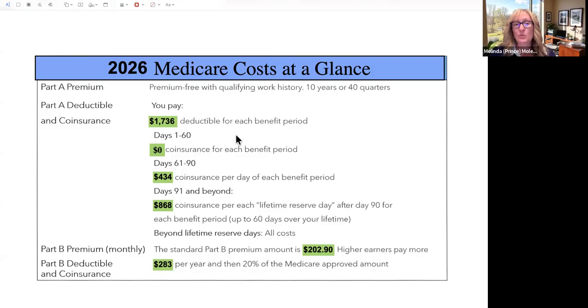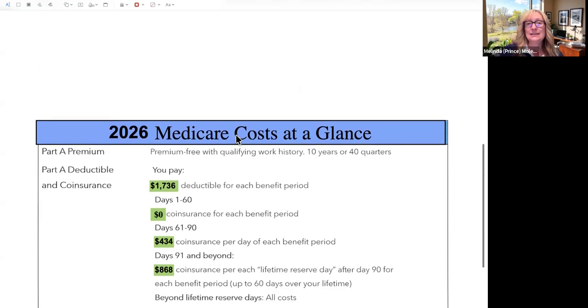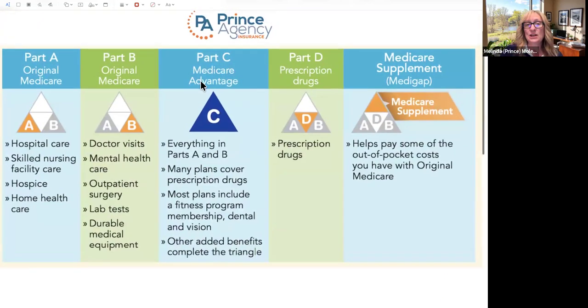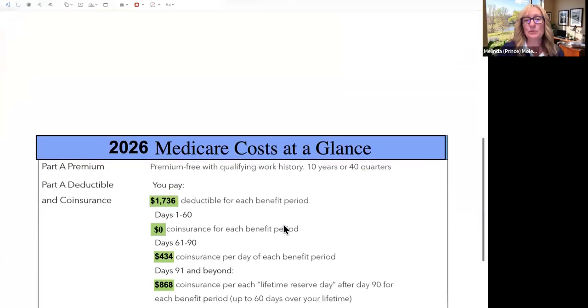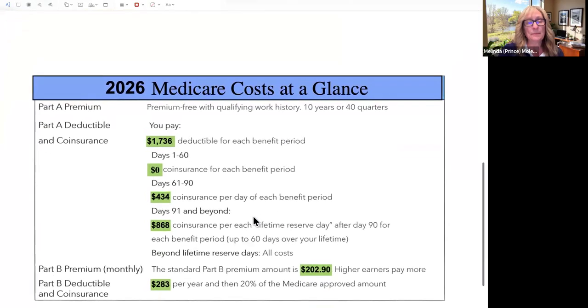So that is the number one reason that people choose either a Part C Advantage plan, which we're going to talk about in a few minutes here, or a Medigap plan called a Medicare supplement. Either one of those systems does exactly that. It puts a maximum out of pocket on your financial exposure annually. So that's the number one reason that people would do something like that.